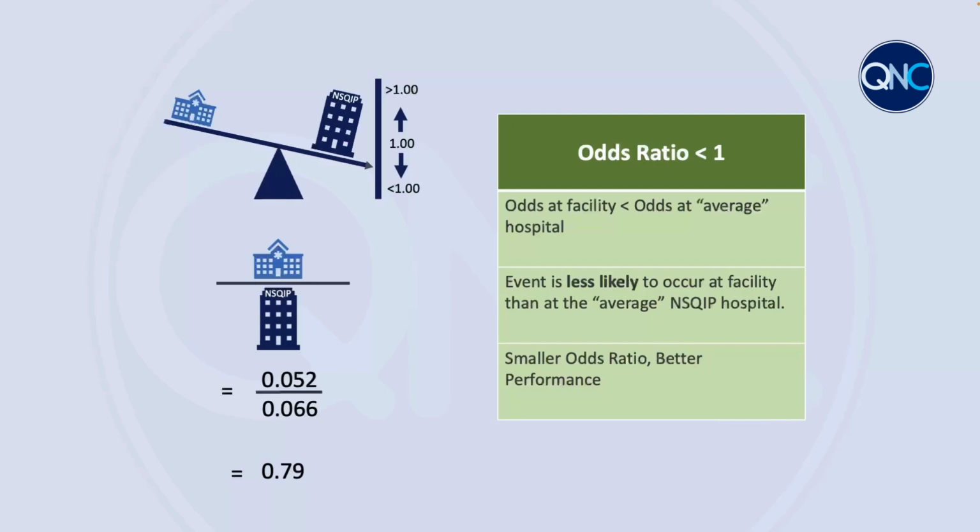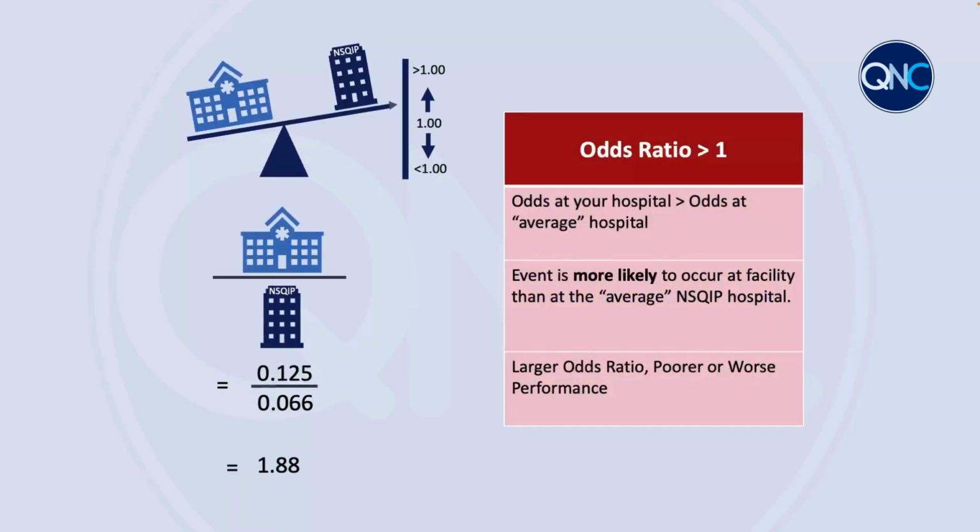In the third scenario, we're looking at odds that are higher at the facility than in the NSQIP population. With higher facility odds, the seesaw shifts towards an odds ratio higher than 1. What this means is that an event is more likely to happen at the facility than at the average NSQIP hospital. The facility is considered performing worse than expected. The larger the odds ratio, the worse the performance.